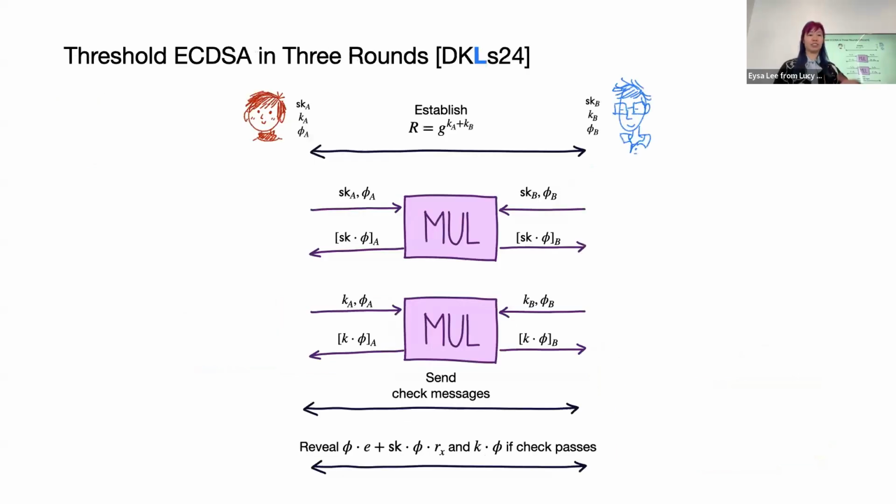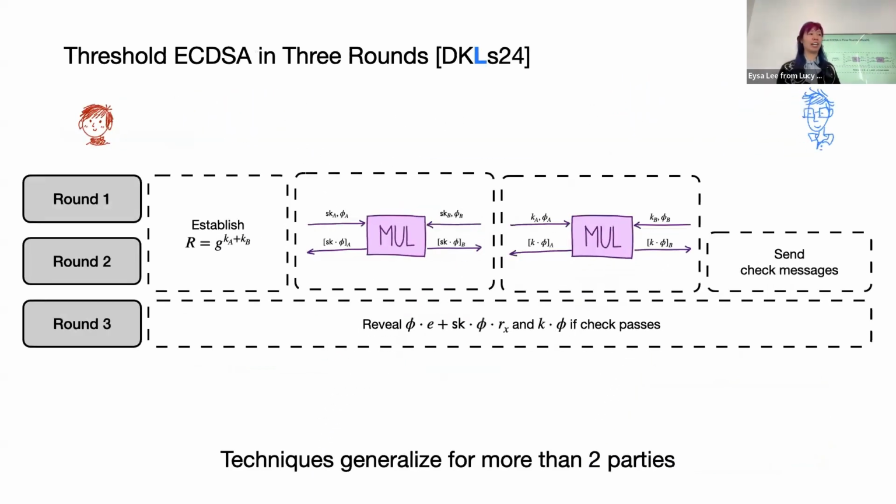That's the general idea. We add in this little check, and now we only reveal the output if the check passes. I promised you 3 rounds, and notice that we can do a lot of things in parallel. If we order it like this, boom, boom, boom, 3 rounds. Our techniques generalize to more than 2 parties. And so that is specialty CDSA in 3 rounds.